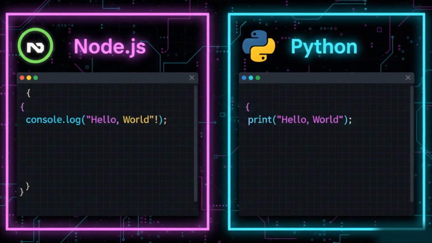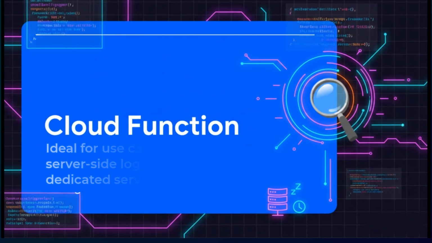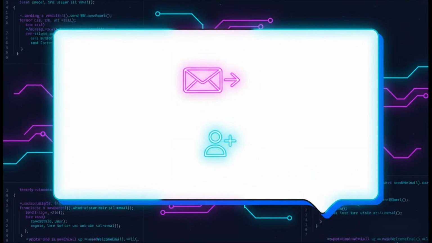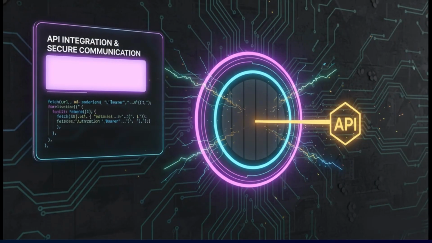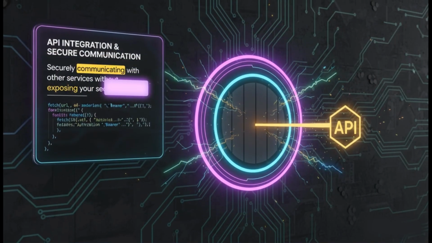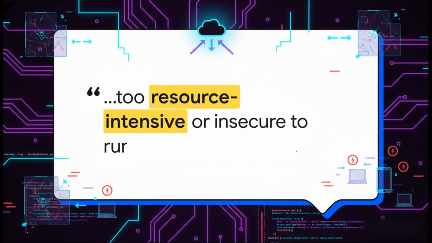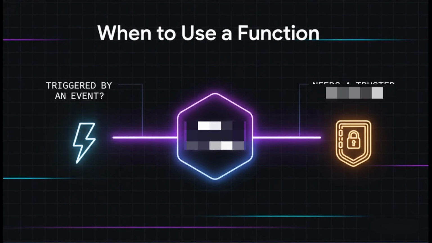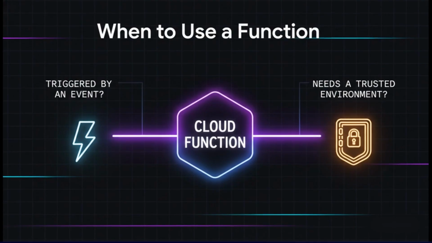When to use a function. Cloud functions are ideal for use cases that require server-side logic but don't need a dedicated server. This includes tasks such as background processing, for example, sending a welcome email when a user signs up, integrating with third-party APIs, or performing complex data processing that is too resource-intensive or insecure to run on a client device. Any logic that needs to be triggered by an event or that needs to run in a trusted environment is a perfect candidate for a cloud function.